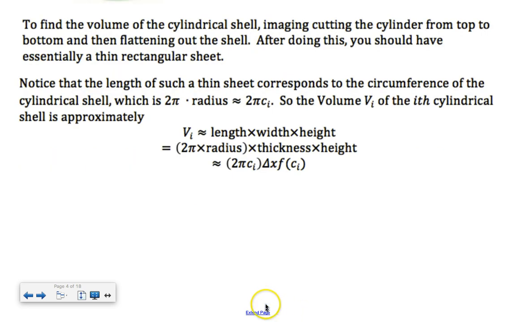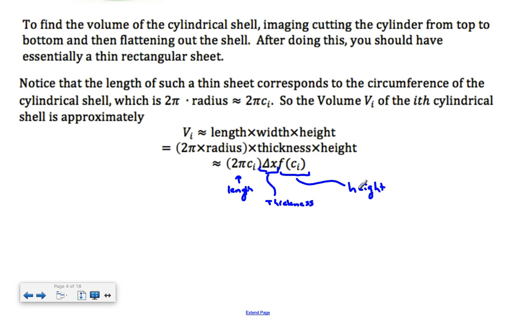Okay, so if we want to annotate this, here is going to be the length. This part right here is going to be the thickness, and the thickness is always delta x. And then the height is going to be the height of the rectangle, which we already know is f of x sub i, or f of c sub i.